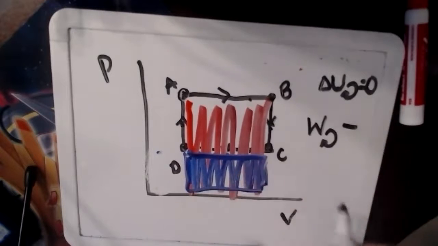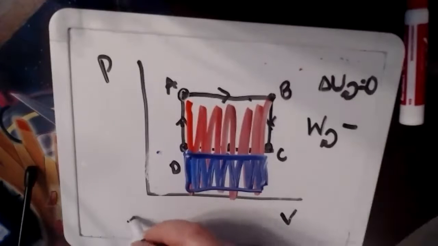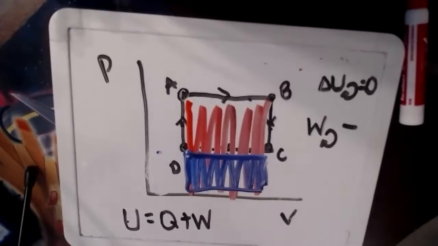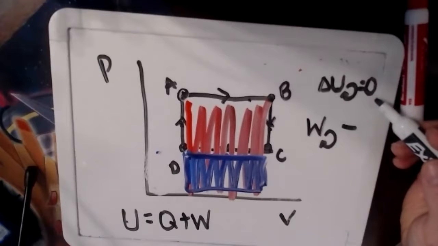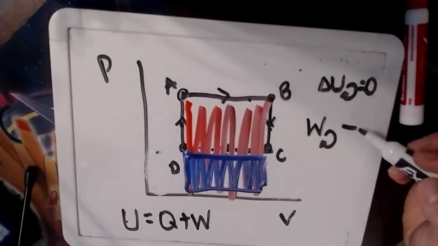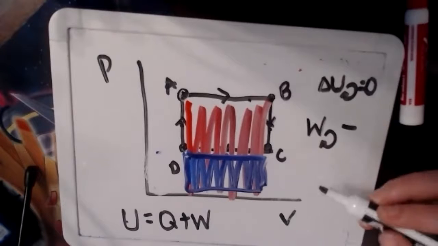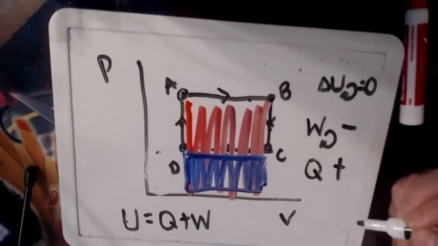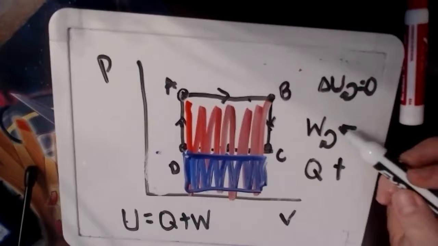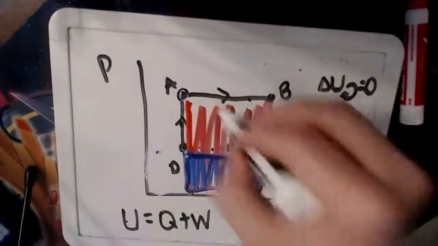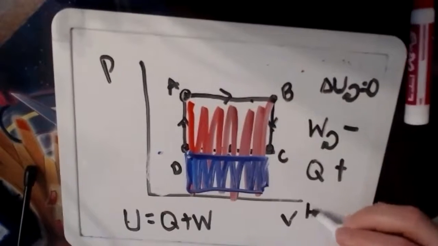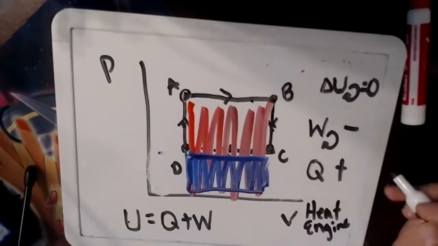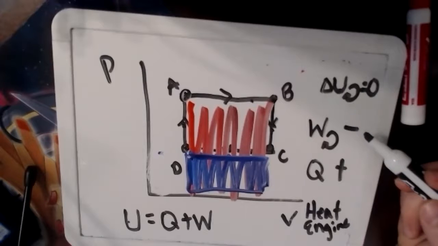Since the work for this cycle is negative, and we use the first law of thermodynamics, delta U equals Q plus W, in order for us to have no change in internal energy for this cycle with a negative amount of work done on it, we have to find that Q is added to the system. And as a result, that makes this type of process, in this case clockwise, a heat engine. Or basically, we add heat to a system to do work.